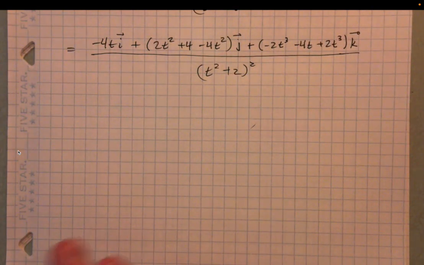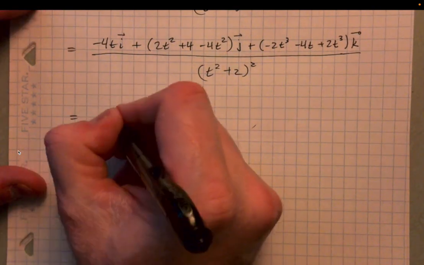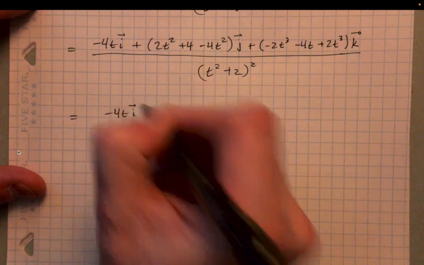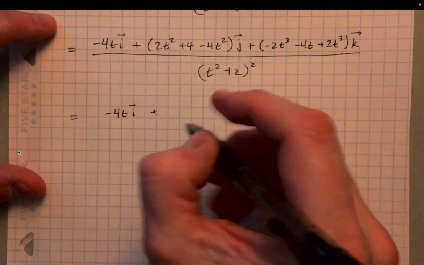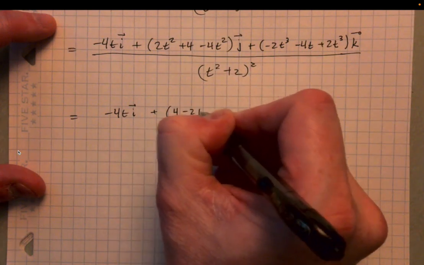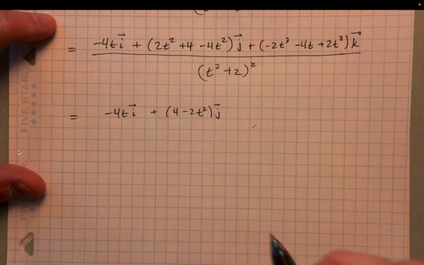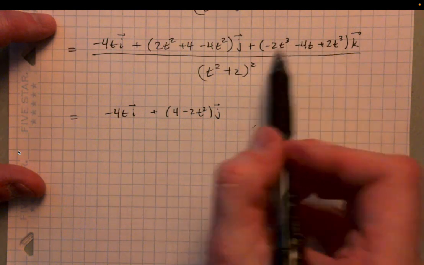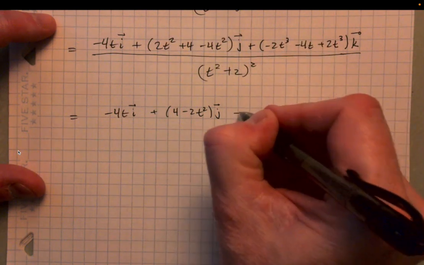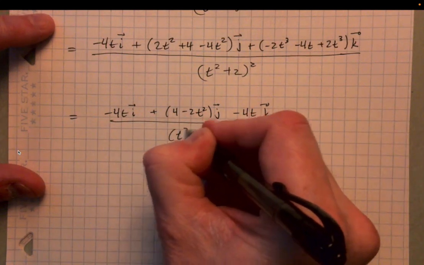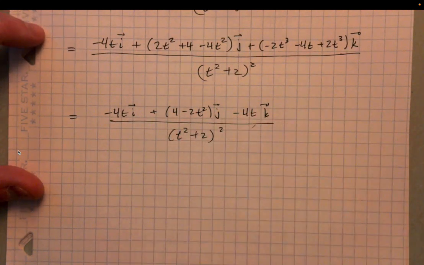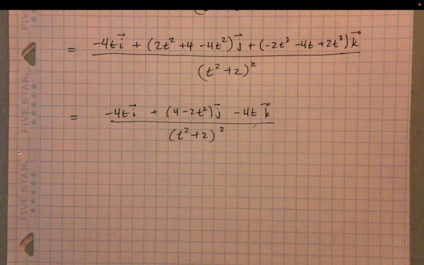All right, so now can we simplify this down? Of course, a lot of that stuff's going to drop out. And so we get negative 4ti plus, and then this thing here can simplify down to 4 minus 2t squared j. And then these two cancel out, and you're just left with minus 4tk, all over t squared plus 2 quantity squared. Okay. All right. So this is the derivative.